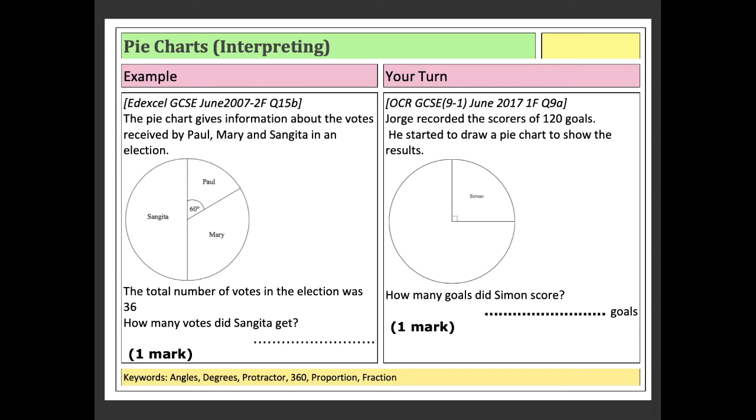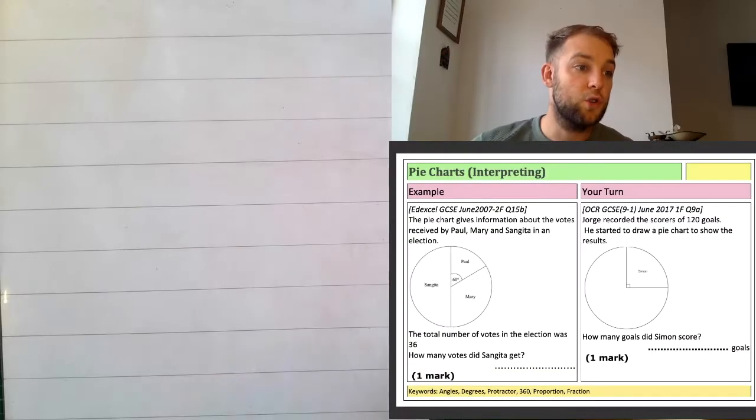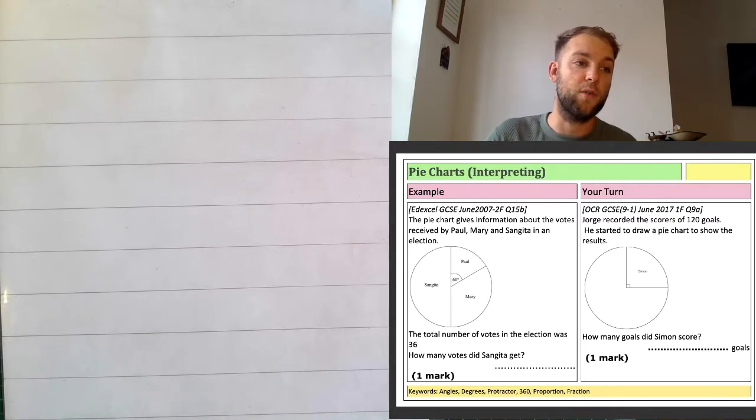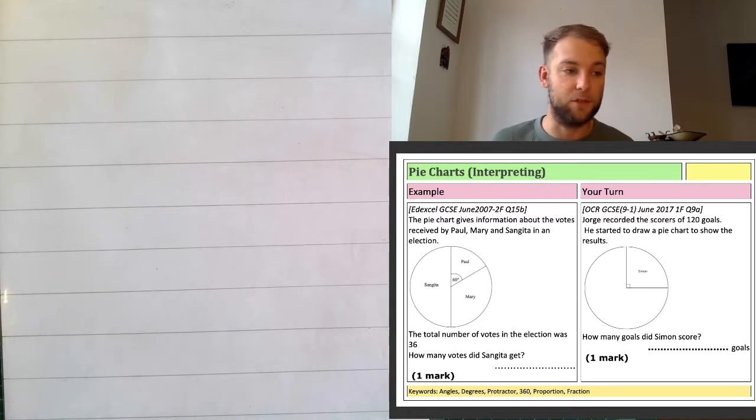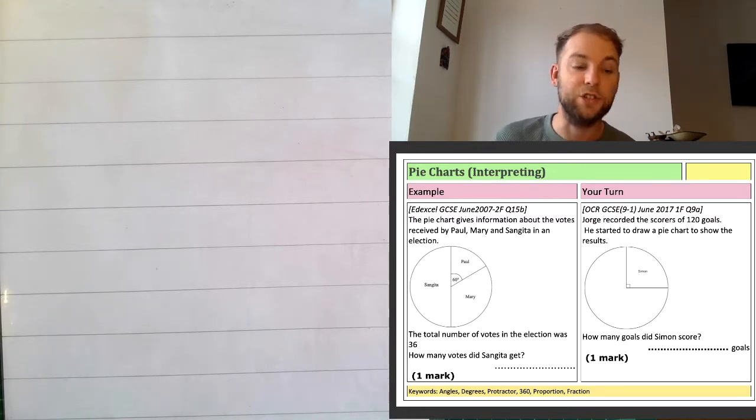Okay, let's have a look at this one. George records the scores of the scorers of 120 goals. He started a pie chart to show the results. How many goals did Simon score? Well, Simon there we see has got a quarter of the pie.